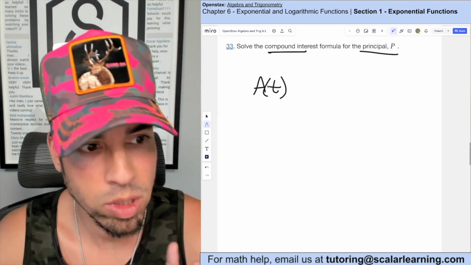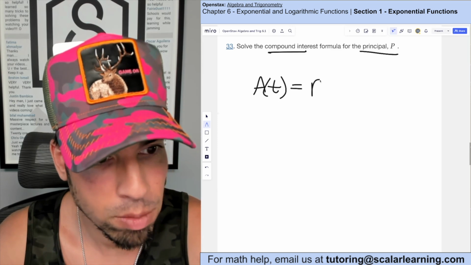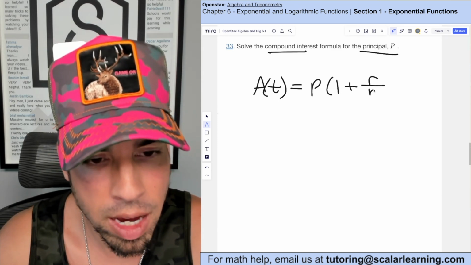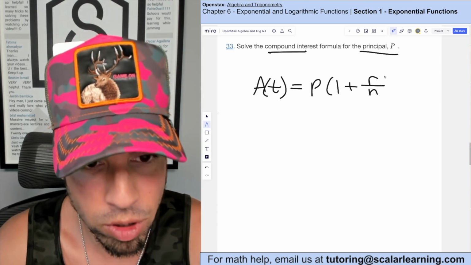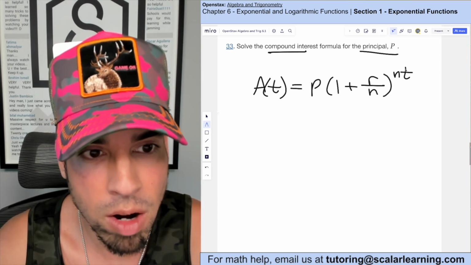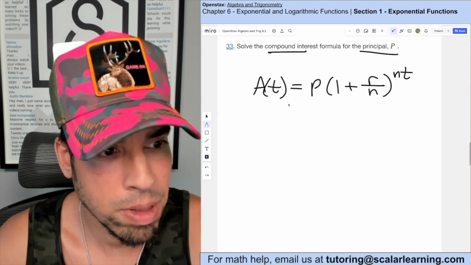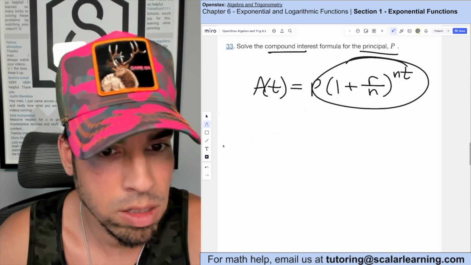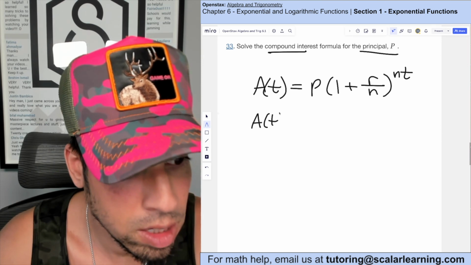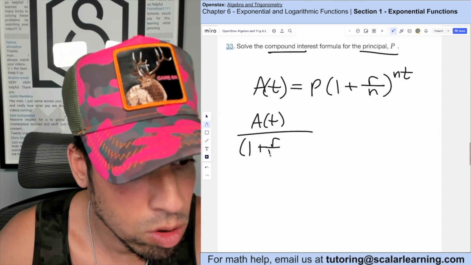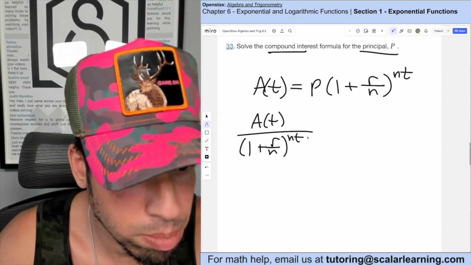Solve the compound interest formula for principal P, and the formula is A of t, that's just really one constant, we'll say A of t is the principal times 1 plus the rate divided by n, which is the number of times we're compounding per year, to the nt power. And so all we're doing is we're just isolating P. So the first step is I'm going to divide both sides by this. So I get A of t divided by 1 plus r over n to the nt power equals P.